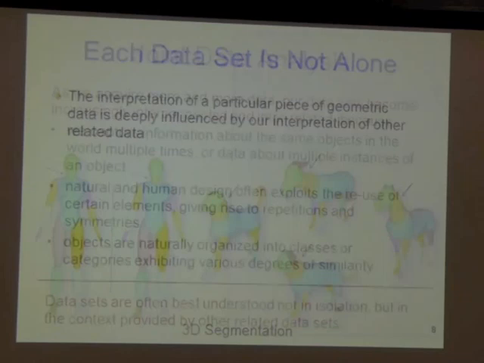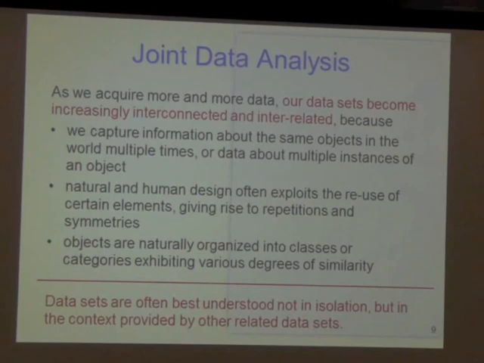So here is then the framework I'm going to talk about, joint data analysis. The idea is, as we get more and more data about the world, this data becomes more and more interconnected and intertwined, because we are capturing the same data multiple times. We see photographs of the same object, scans of the same object, because there are naturally similarities and relationships in the world. I mean, all humans have roughly the same structure. Many cars are the same.